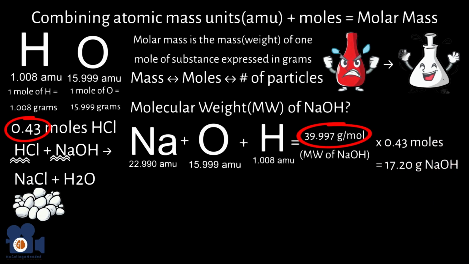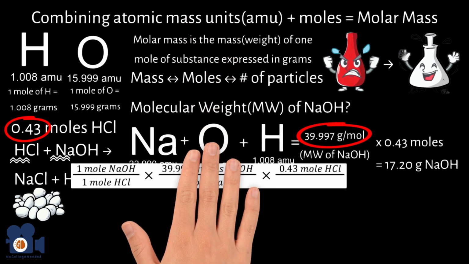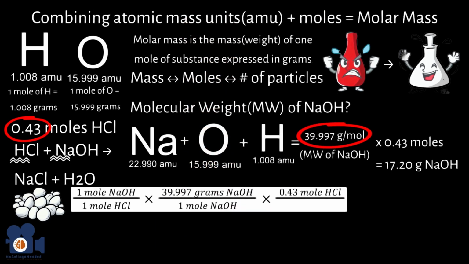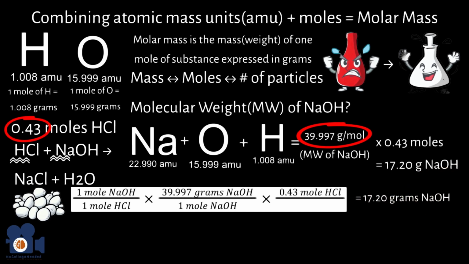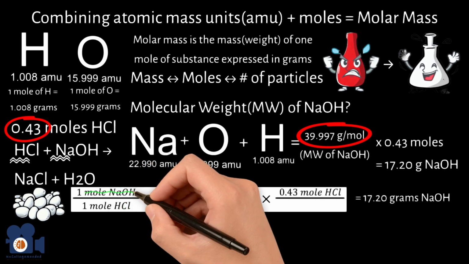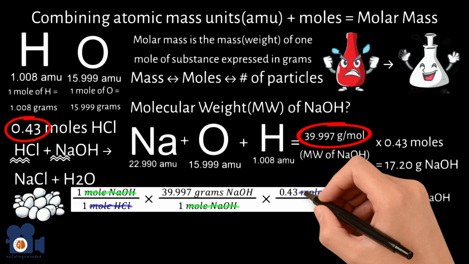Using dimensional analysis is highly recommended for any type of calculation in chemistry to make sure you're keeping track of the units. For this, it would look like 1 mole NaOH divided by 1 mole HCl times 39.997 grams NaOH divided by 1 mole NaOH times 0.43 moles HCl equals 17.20 grams NaOH. Using the dimensional analysis technique allows you to cross out the units and make sure you're following the math correctly.